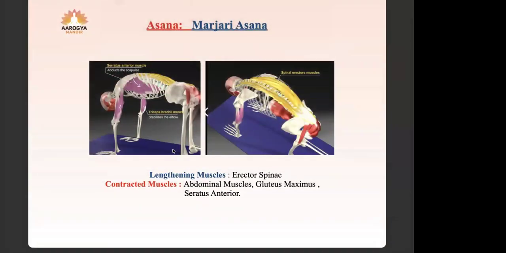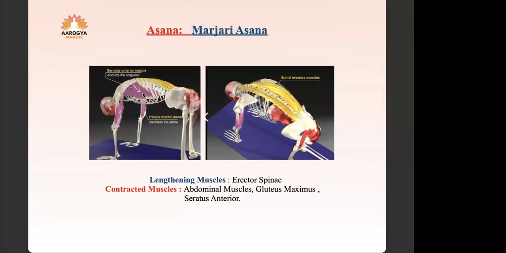Coming to another view for understanding, see how the serratus muscles are getting contracted, how the triceps are getting contracted, and at the same time, the stretch of the spinal erector muscles. Spinal erector muscles are nothing but the muscles which help to keep the spine straight, or to help maintain its S-shaped curvature.